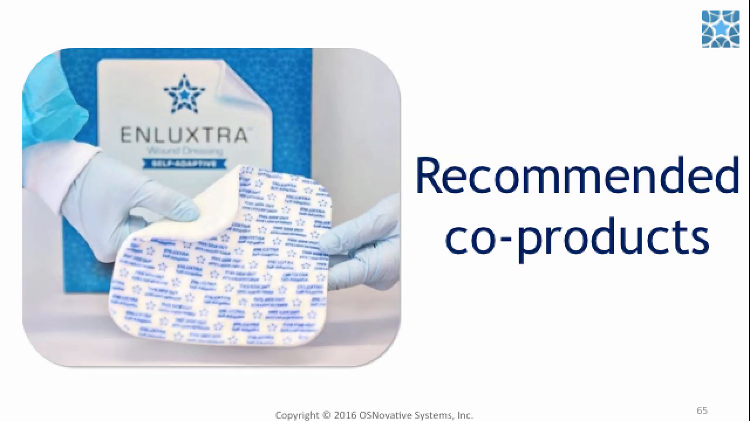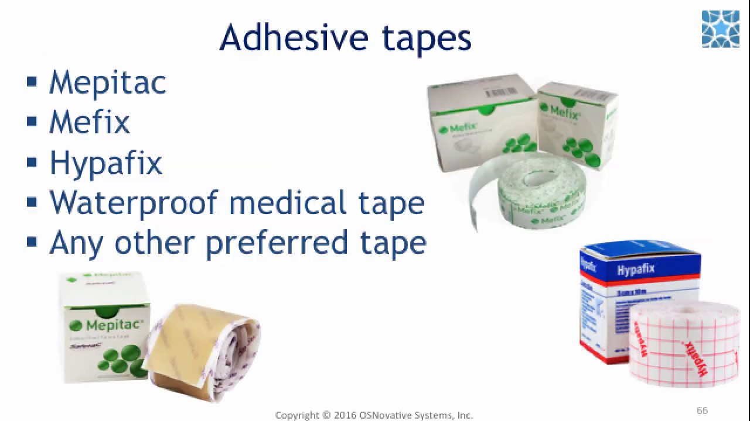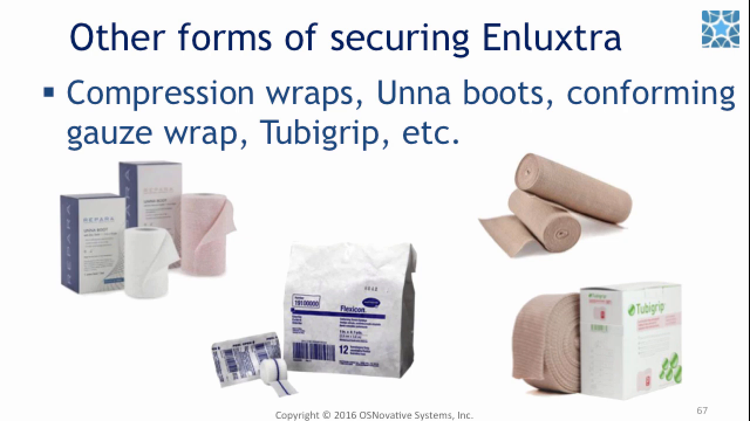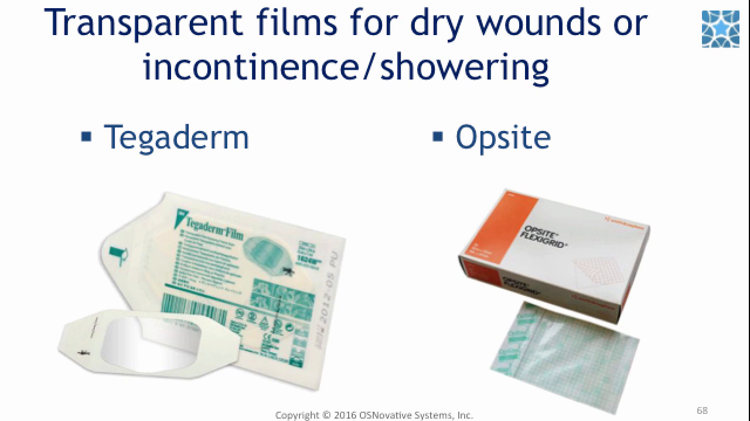Now, let's look at recommended co-products that work exceptionally well with Enluxtra. If adhesive tape is needed, use Mepitac, Methix, Hypafix, waterproof medical tape, or any other tape you prefer. Enluxtra works wonderfully under compression wraps, Uniboots, conforming gauze wrap, Tubigrip, lymphedema wraps, and all compression pumps. When transparent films are required for dry wounds or incontinence and showering, use Tegaderm or Opsite.